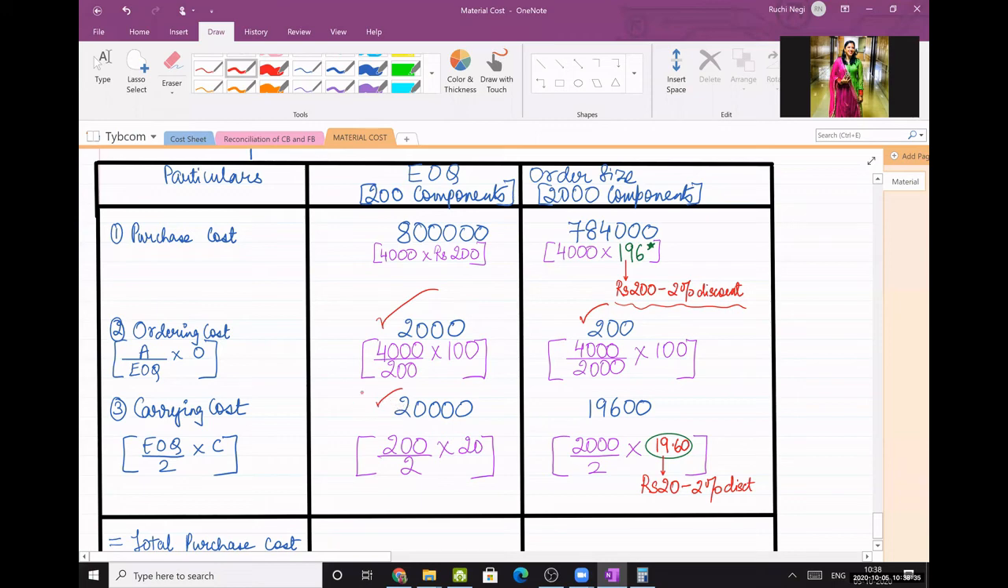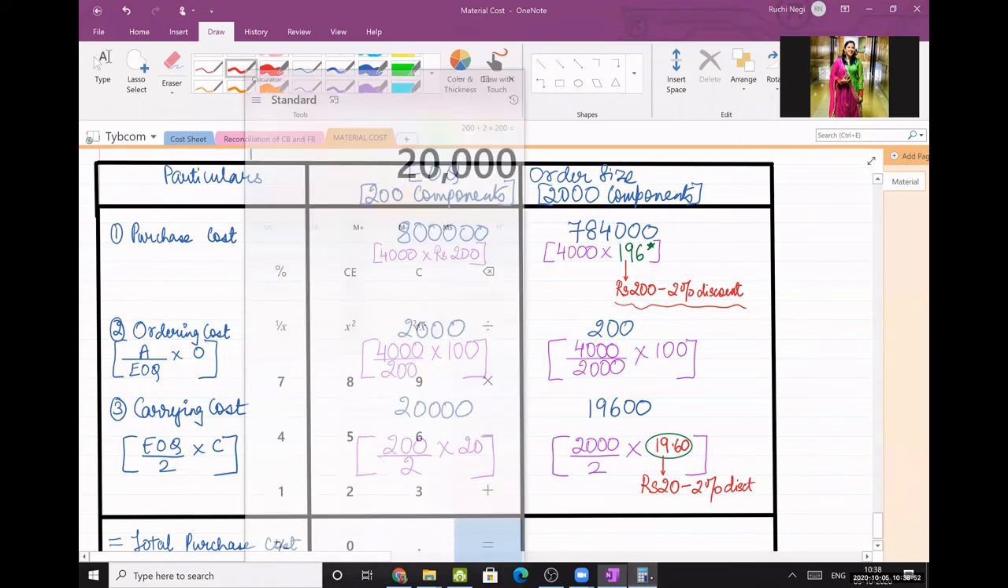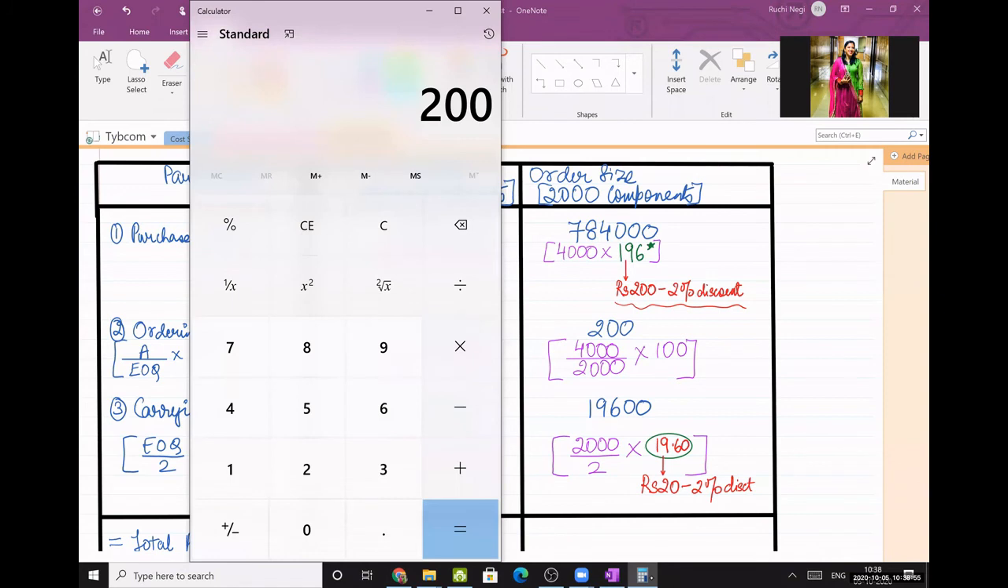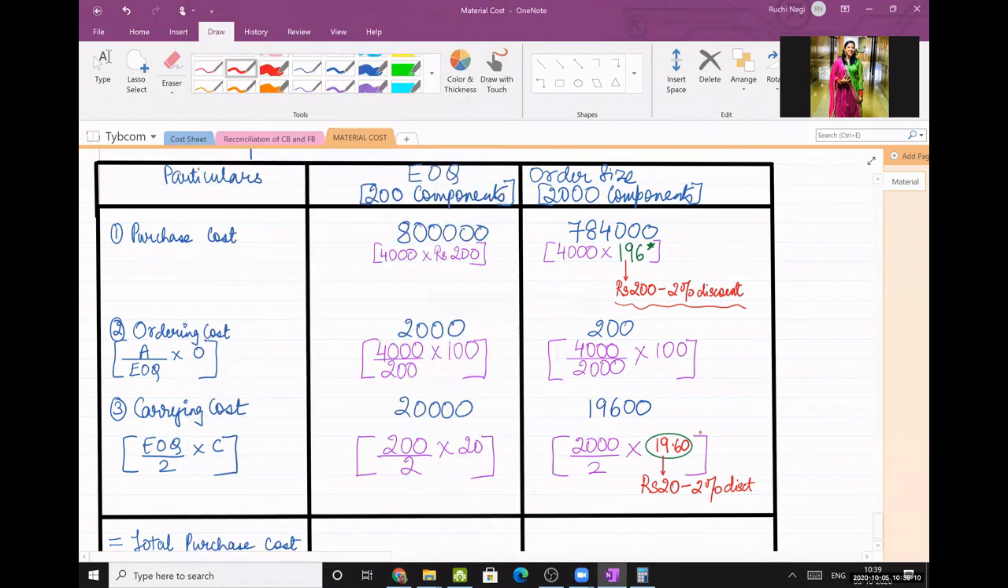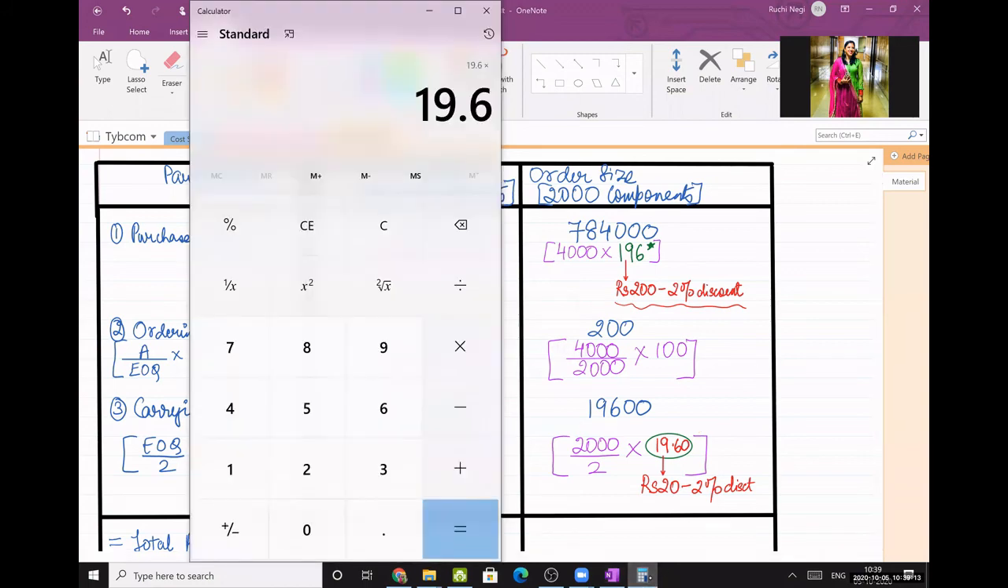Okay. Then in the second case, EOQ is how much? 2,000. The new size of order as per the supplier should be how much? 2,000. Divide by 2 into. Now what is the raw material price? 20 rupees is the carrying cost, 10% of 200 is 20. Give 2% discount on this. So on 20 rupees giving 2% discount, it is 19.6, my new price. So multiply, 19,600.